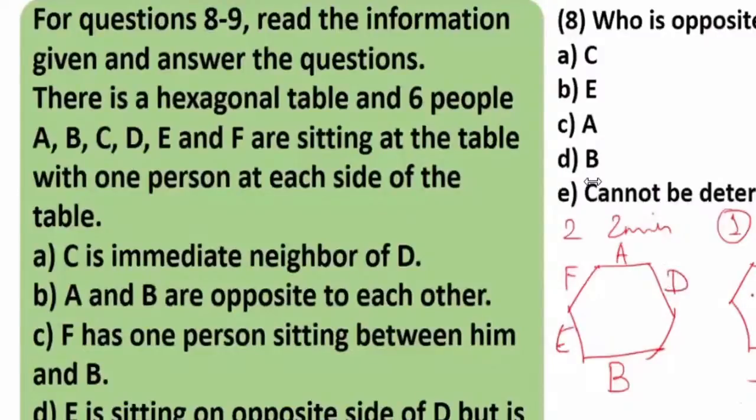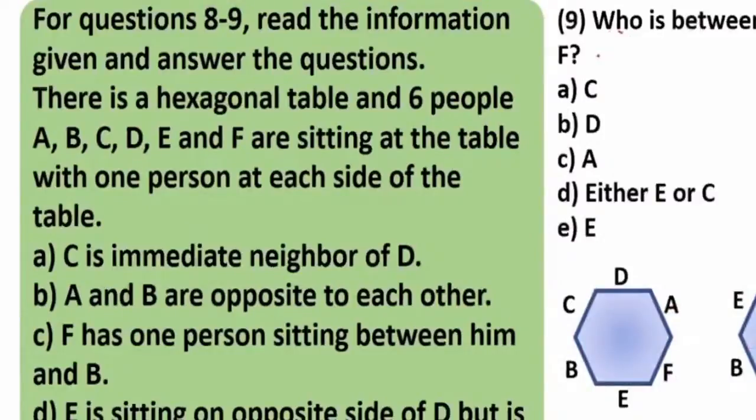Same way over here, what we will have? E over here and D over here. So, what is remaining? C is remaining. You will have like this. C is immediate neighbor of D. That condition gets satisfied. So, there are 2 possible diagrams. Let's solve the question. Who is opposite of F? Opposite of F is C. Answer is C. Moving on.